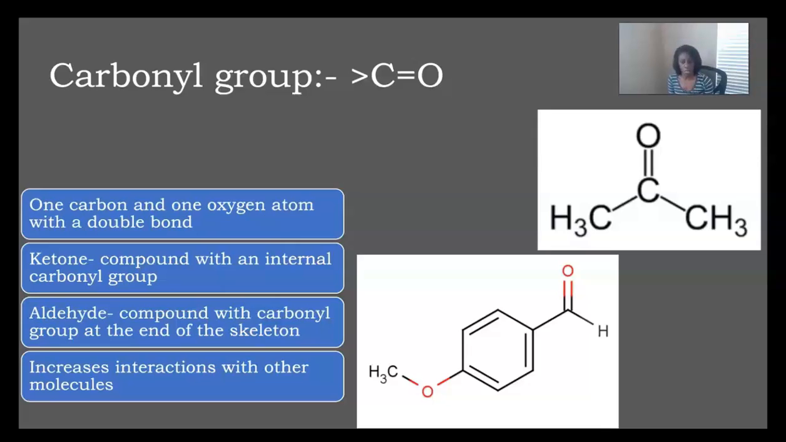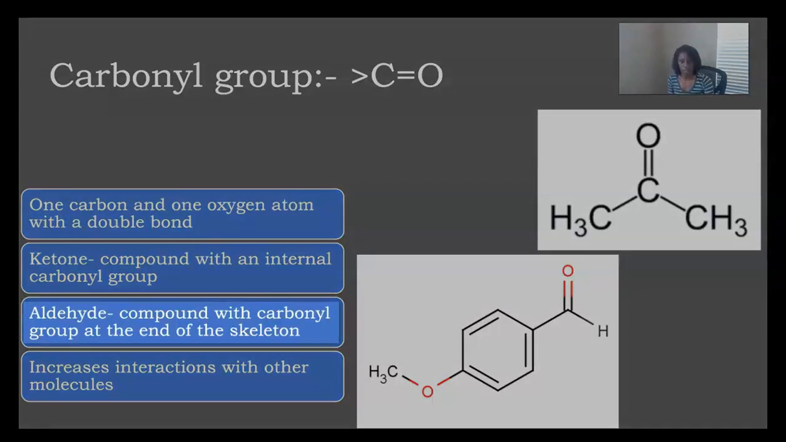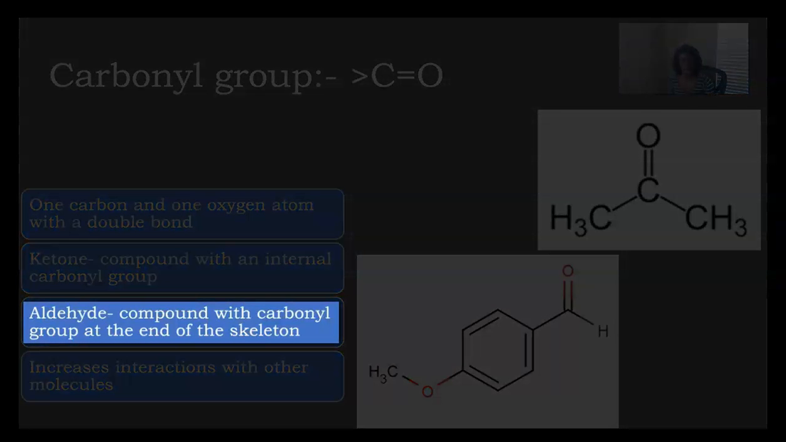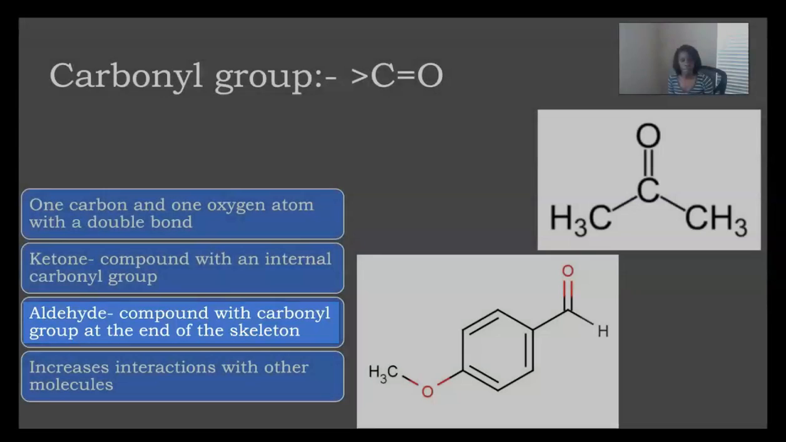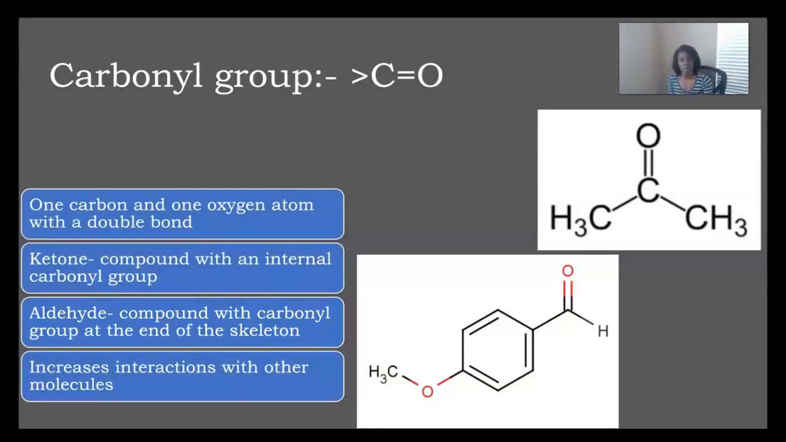Okay, so those are fun names. I know, ketone and aldehyde, probably not what you're expecting. But one way that you can remember which name goes with which position of the carbonyl group is this. A is at the front end of the alphabet. And remember, an aldehyde is going to have the carbonyl group at the end of the skeleton, at either end. And then K is in the middle of the alphabet.